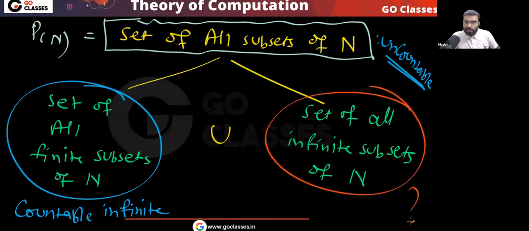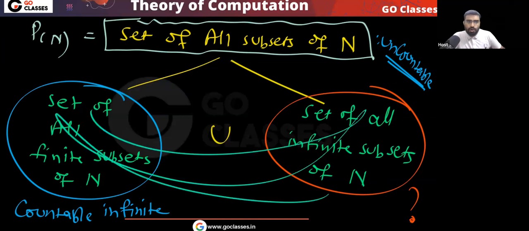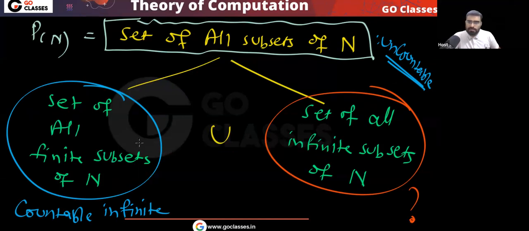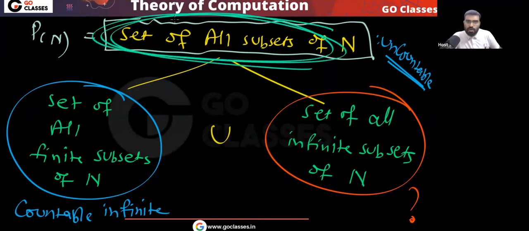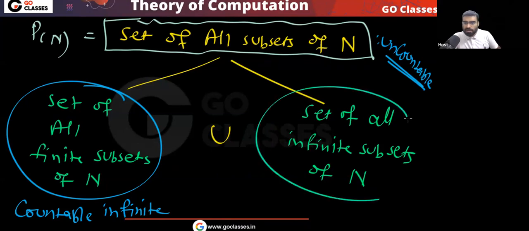Now what will this be? Please tell me. The set of all subsets is the union of two things. We already know this one is countably infinite, and we already know P(N) is uncountable. So what will this set of all infinite subsets be? This will be uncountable. Very good. This also will be uncountable.